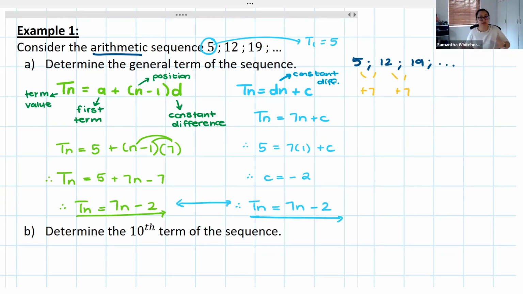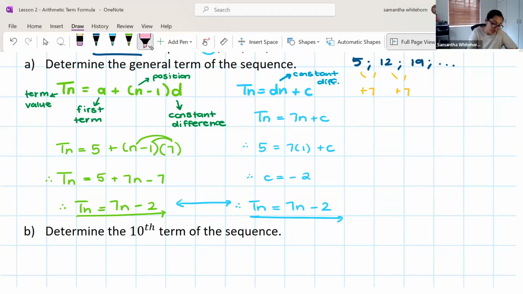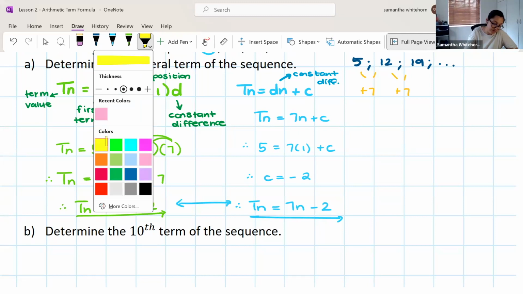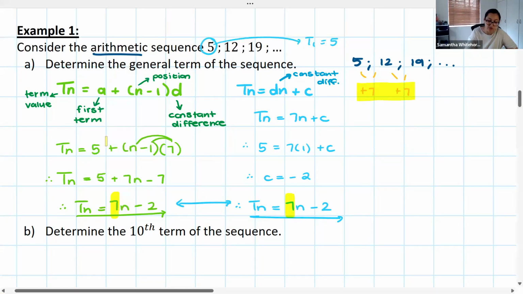So that's what I'm saying. It doesn't matter which one you choose. It's completely up to you. You decide what makes sense. You could also do this by inspection. As you can see, there is a relationship between your coefficient of n and your first difference or your constant difference.